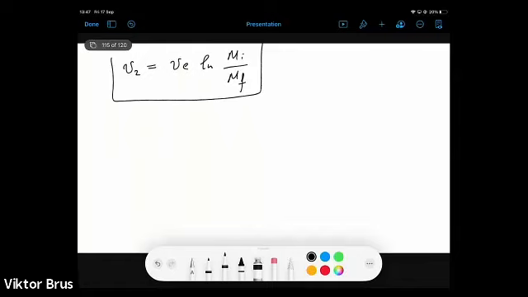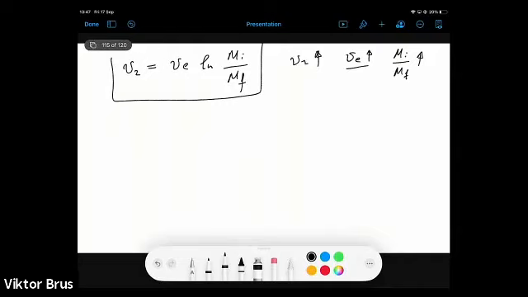And here we see that V rocket increases. That's what we want. We want faster rockets. It increases when V exhaust increases, so when we burn our fuel at higher temperatures, that's very important. And also when the ratio of initial mass to final mass increases.